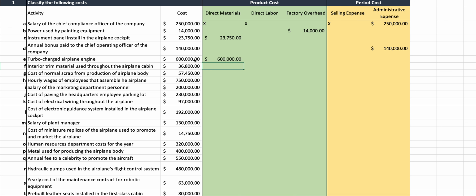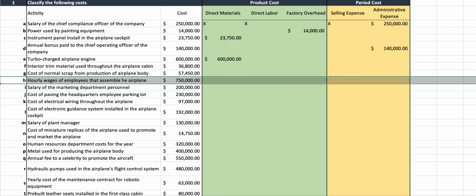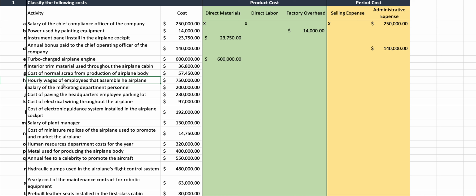Now let's skip down just a little bit and look at the hourly wages of employees that assemble the airplane. Now we've been talking about direct materials and factory overhead and administrative expenses. So this really doesn't fit into any of those categories. This is really direct labor because it's the hourly wages of the employee who is actually assembling the aircraft. So I'm going to put that $750 in direct labor.